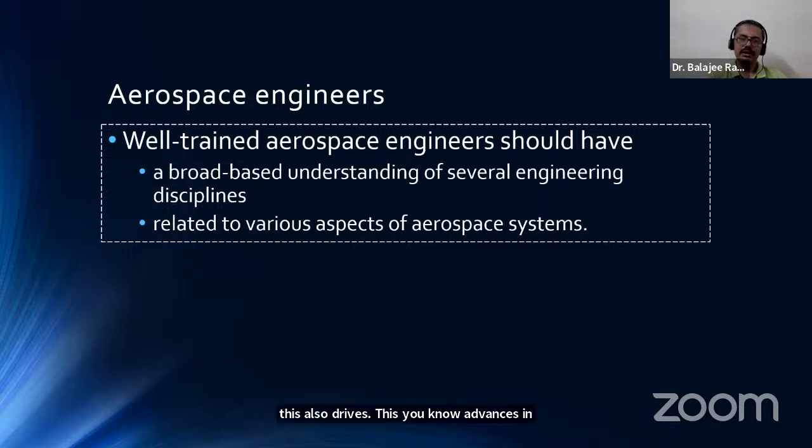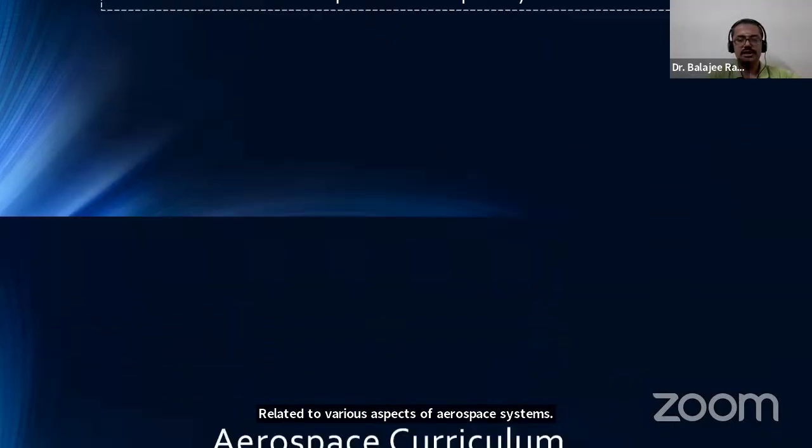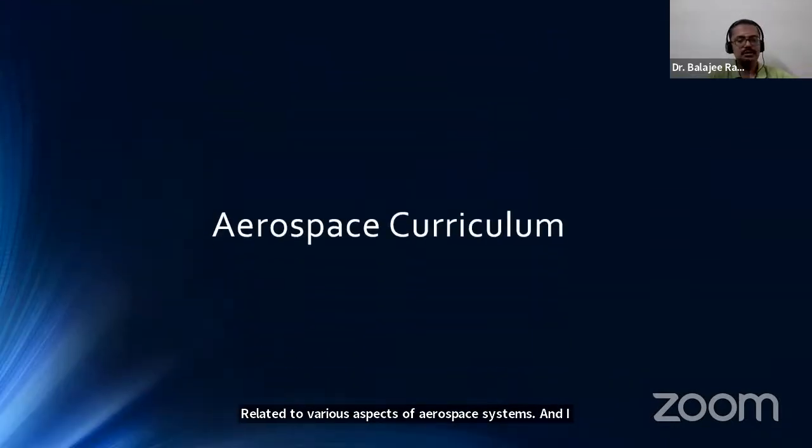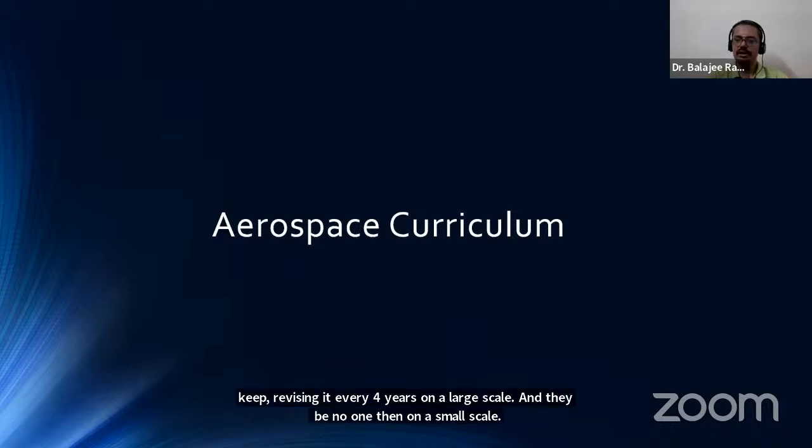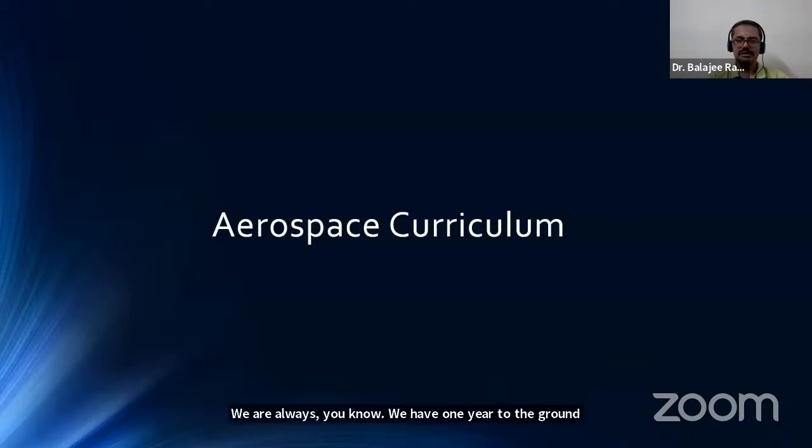So well-trained aerospace engineers should have a broad-based understanding of several engineering disciplines related to various aspects of aerospace systems. I shouldn't take much time, but let's quickly go through the curriculum we have at Amrita. This is a well-designed and well-thought-out curriculum. We keep revising it every 4 years on a large scale and every now and then on a small scale. We always keep an ear to the ground, listening for advancements in the subjects.